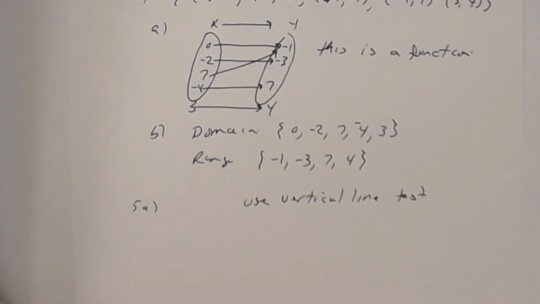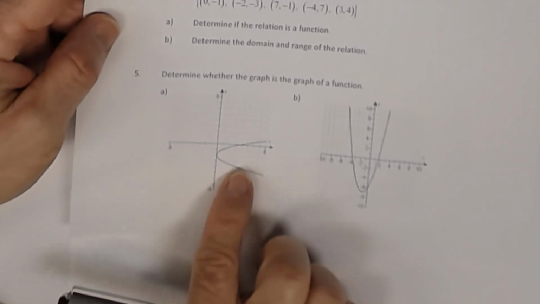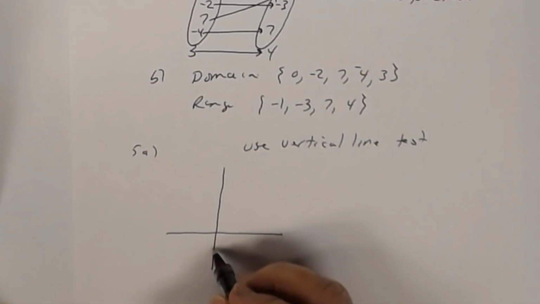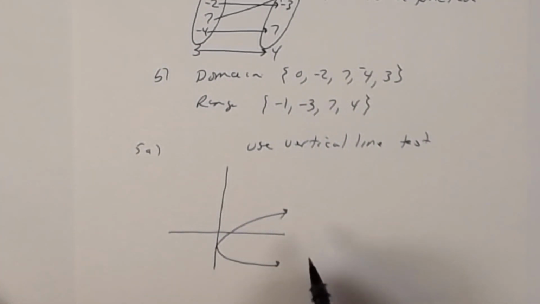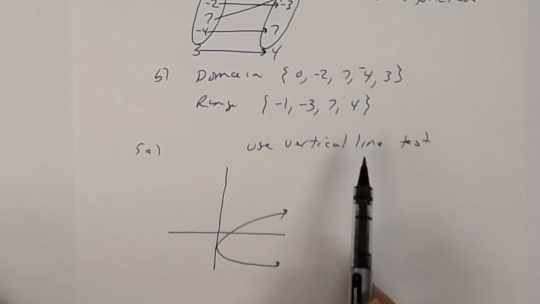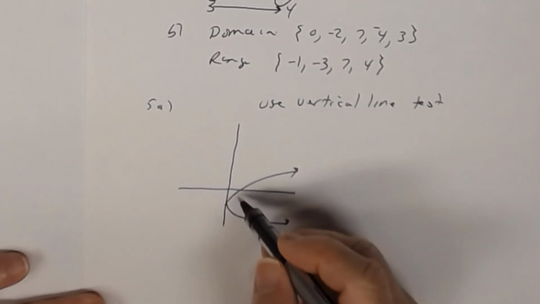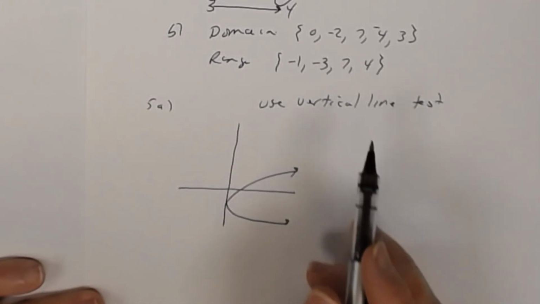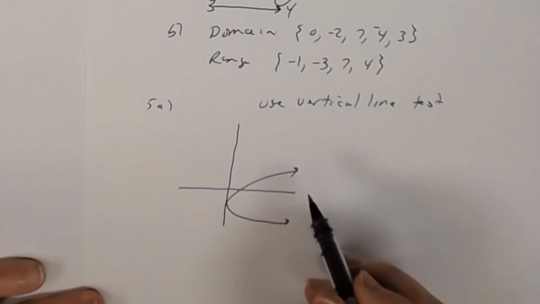All right. So, for example, in letter A, this is what a graph looks like. So I'm going to go ahead and redraw it. I'm going to just do a quick graph of it. Looks like this. Okay. So the vertical line test says this. You can use a vertical line to determine if a relation represents a function, and a relation is going to be a function if the vertical line intersects the graph once everywhere.